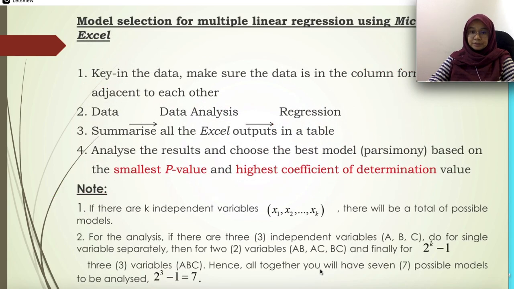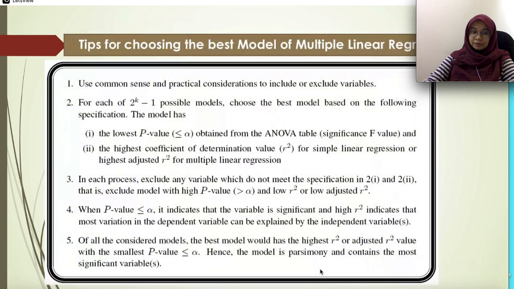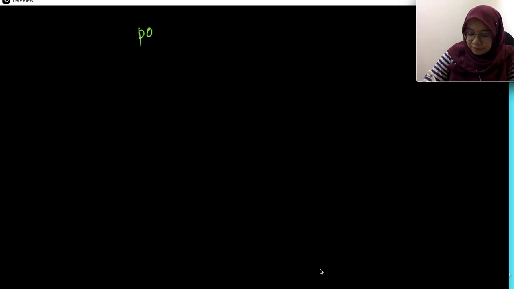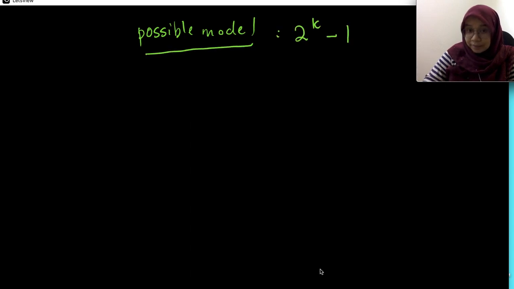Okay, the procedure. Note that if there are k independent variables, there will be a total of 2 to the power of k minus 1 possible models. We will use 2 to the power of k minus 1 for the possible models.